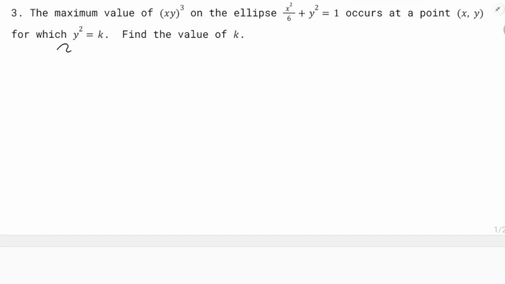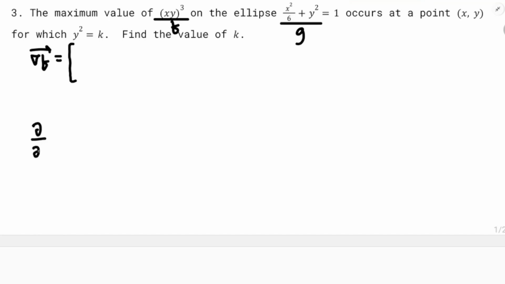So, just like always, maybe this time I will emphasize, okay, we're trying to maximize this. This is going to be f, subject to being on the ellipse. That's my constraint, which is g. So, gradient of f is going to equal the derivative of xy cubed.